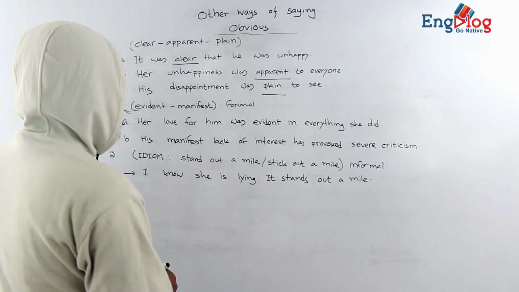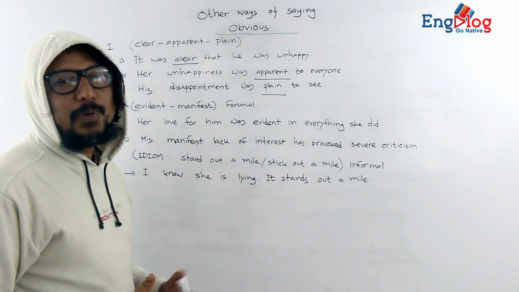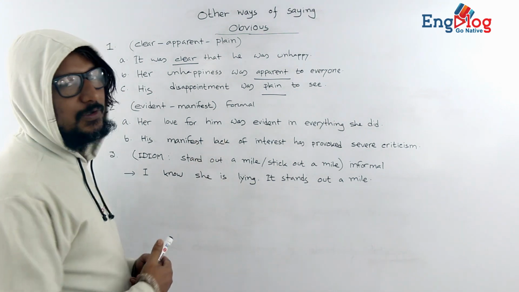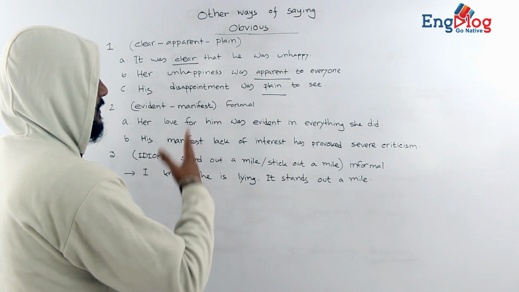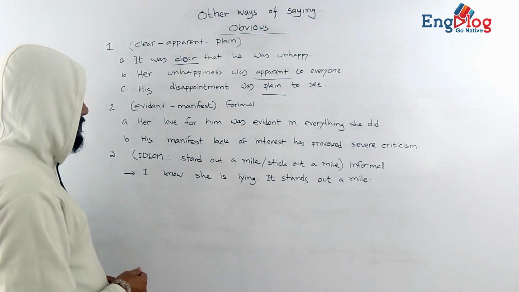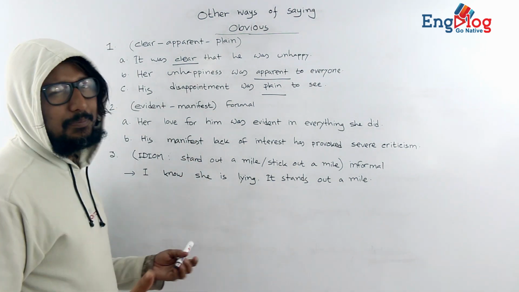And the next one is his disappointment was plain to see. Plain. People use the term plain occasionally to talk about something obvious, right? So his disappointment was plain to see.